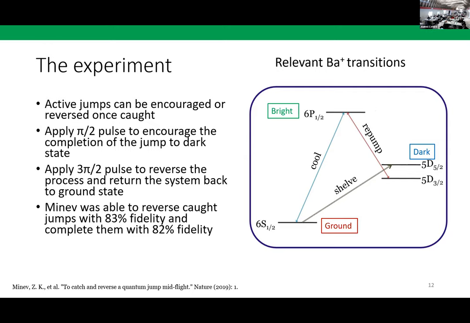However, if we were able to predict that a jump is occurring and catch it in the process, we should be able to preferentially drive it to the excited or ground state, depending on the pulse that we chose. And this is what Menev and Devaray were able to do in their transmon with 82% fidelity.